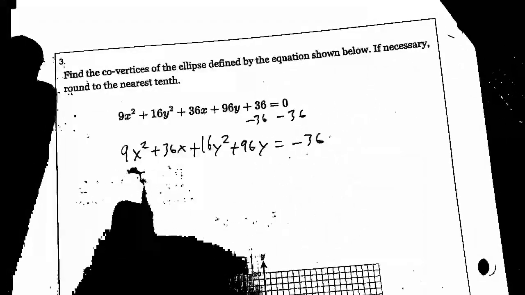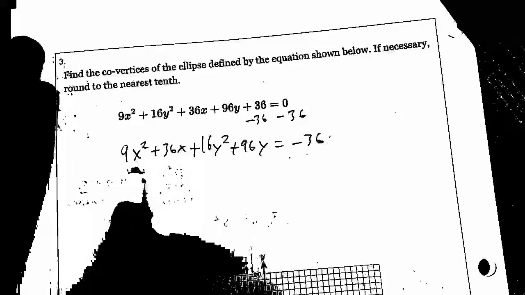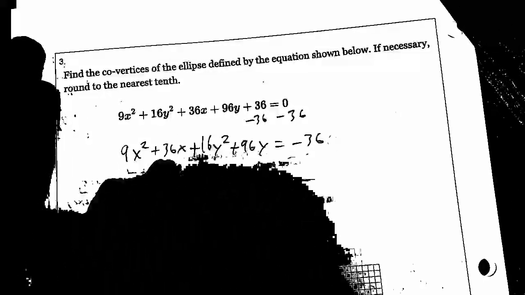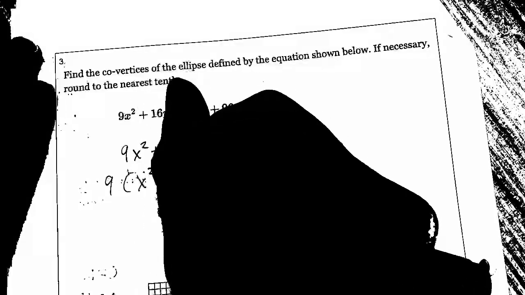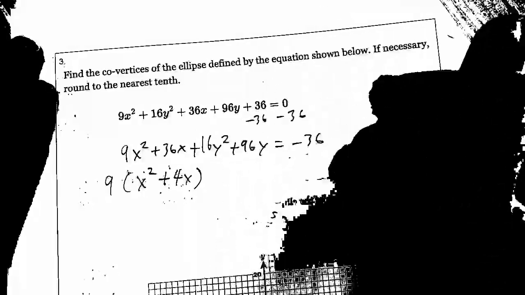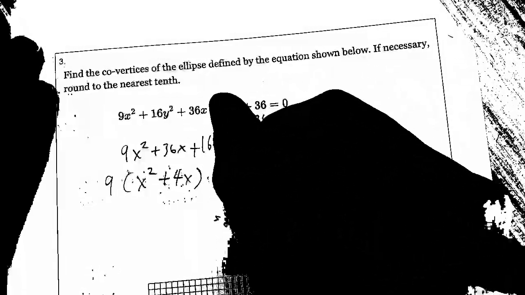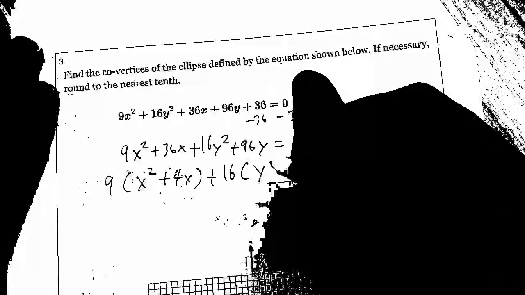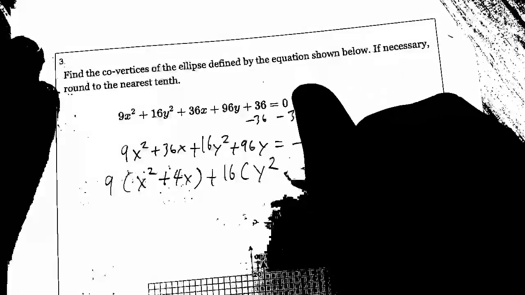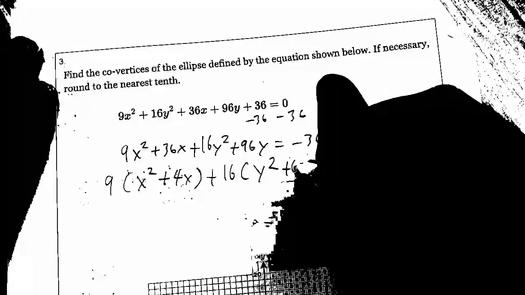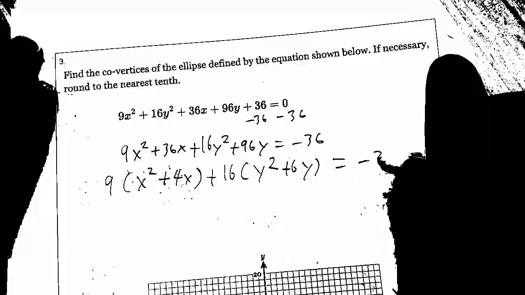We're then going to take out the greatest common numerical factor from the x's and the y's. So we're going to take out a 9 here. We're going to get 9 parentheses x squared plus 4x. And then we're going to take out a 16 here. So it's going to be plus 16 parentheses y squared. Is it 6? It's 6, isn't it? Yeah. y squared plus 6y. Good with me so far?